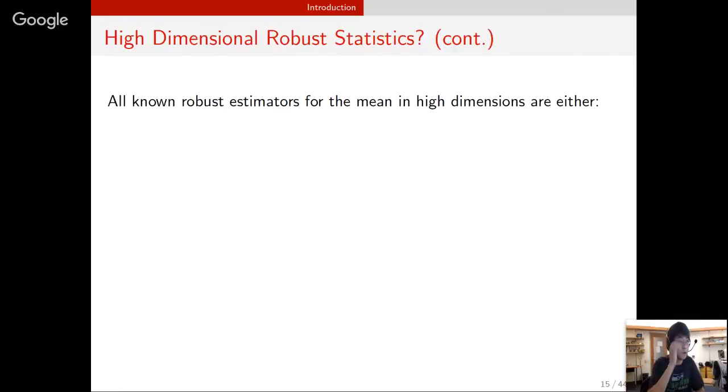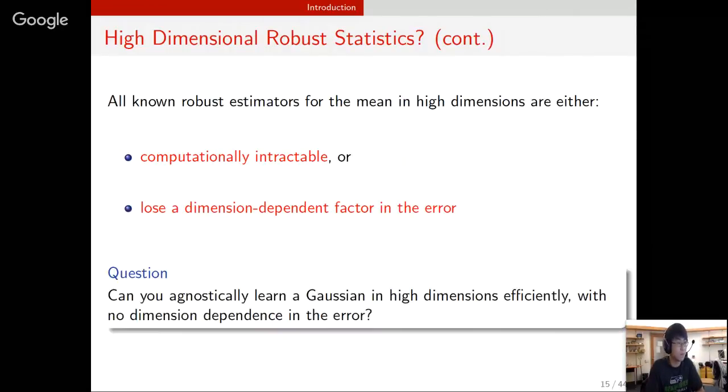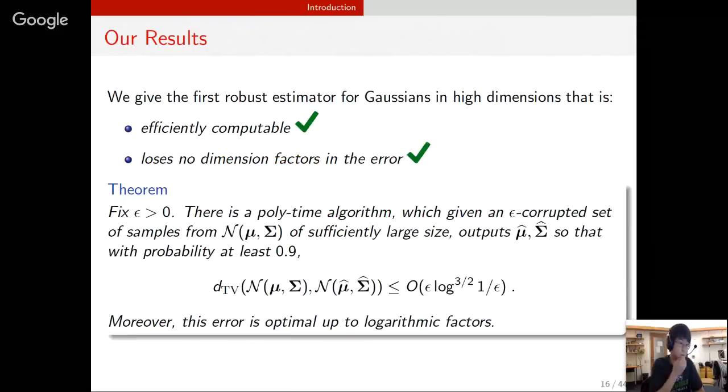Okay. So all known robust estimators for the mean in high dimensions were either computationally intractable, or they lost this dimension-dependent factor in the error, or worse. And so this begs the natural question: can you agnostically learn a Gaussian in high dimensions efficiently with no dimension dependence in the error? One of the main results of our paper is that this is in fact possible. This trade-off is not necessary.